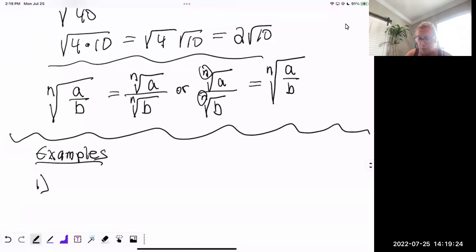So let's say I have the square root of 3 times the square root of 5. Okay, they both are square root. They have the same root. So I can put them together in one problem and make it the square root of 15.